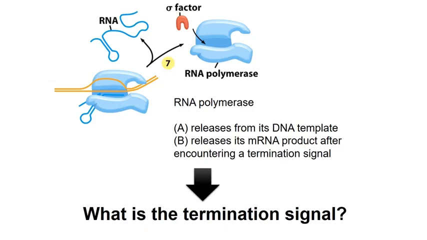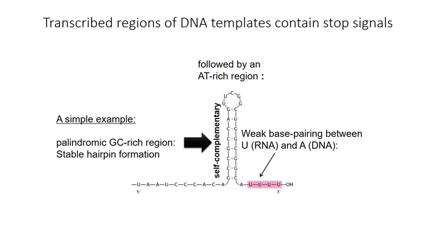Finally, we have the problem of the termination. Like initiation, how does the polymerase know where to stop exactly? And the question is now, what is the word for this one? It turns out that the termination is also non-trivial. So one simple example how it could work is depicted on the slide.